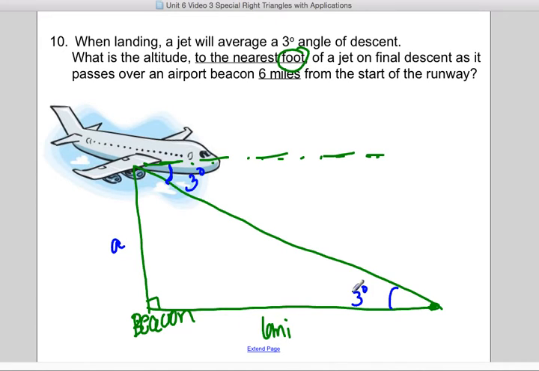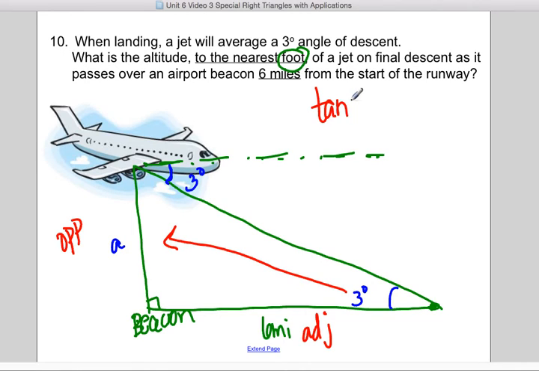Now I go ahead and look. I'm looking at this angle. This is my opposite. This is my adjacent. So we're using the same trig function we just did. So it's tangent of 3 degrees is equal to A over 6. But we need to be careful because notice how this says foot and this says miles. Okay? So there's one way you can do it. You can solve it and then make it into feet, or we can put 6 into feet right now.